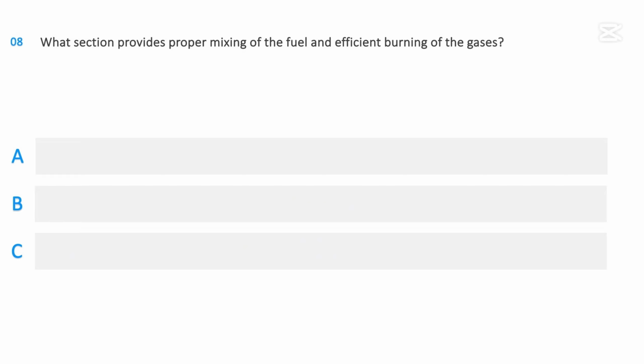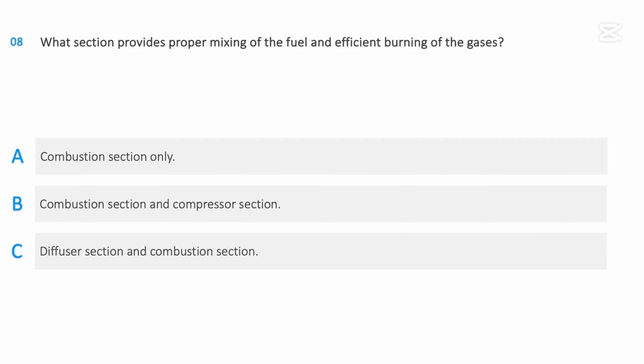What section provides proper mixing of the fuel and efficient burning of the gases? Combustion section only. Combustion section and compressor section. Diffuser section and combustion section. The correct answer is: combustion section only.